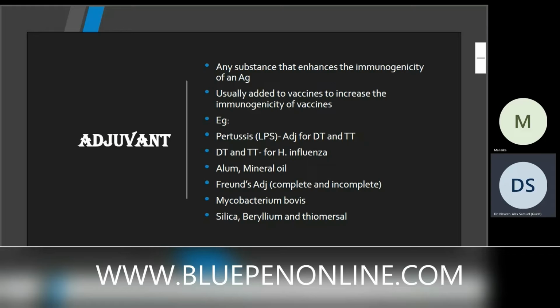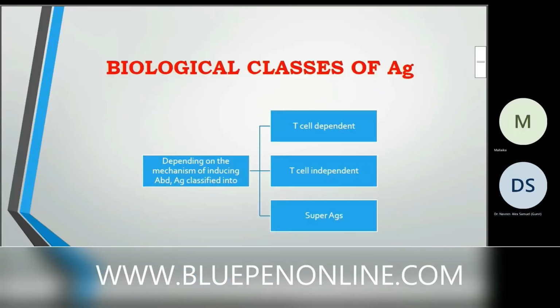Then next is Freund's adjuvant. It's a complete and incomplete adjuvant. For this you just need to know the name. Then Mycobacterium bovis might also be used as an adjuvant. Then silica, beryllium and thimerosal might also be used as adjuvants. Yes.